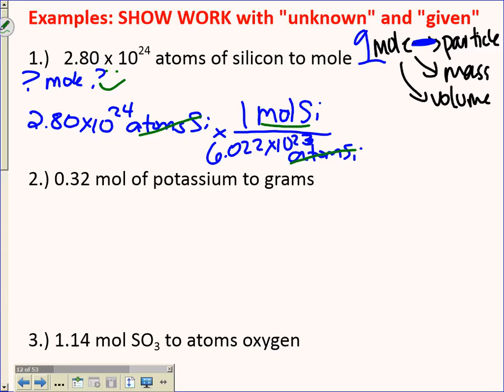What are you putting in the calculator? What did you say, parentheses? Oh, good. You guys remember, put your parentheses around your scientific notation. 2.80 times 10 to the 24th, parentheses, divided by 6.022 times 10 to the 23rd, end parentheses.